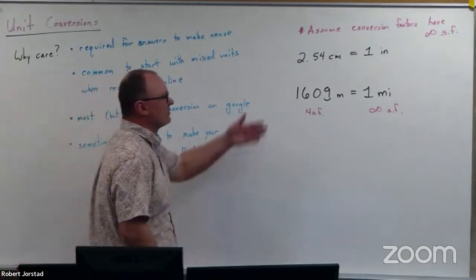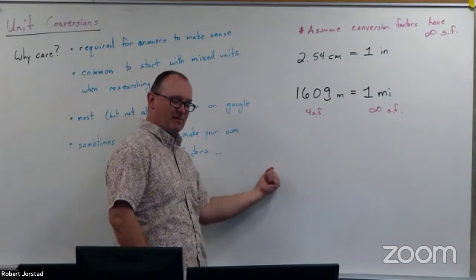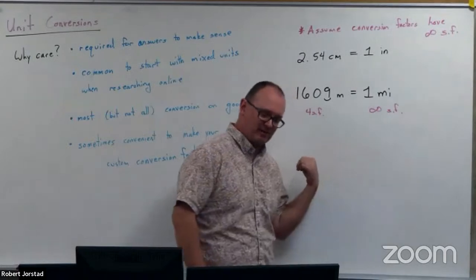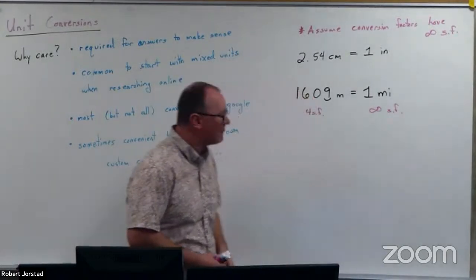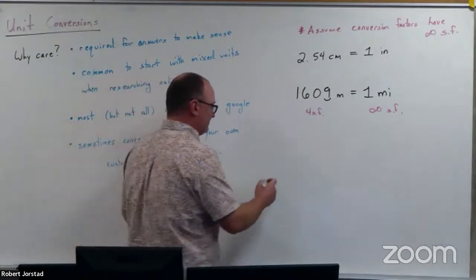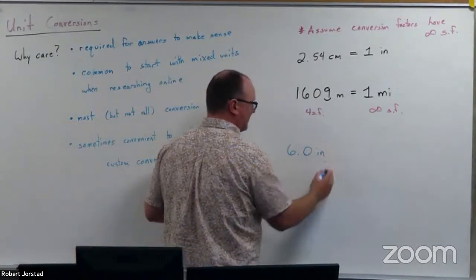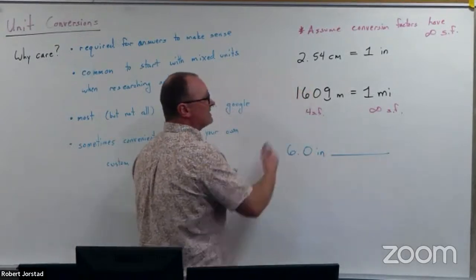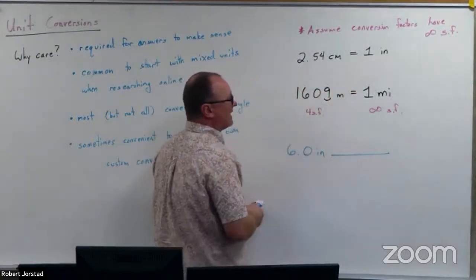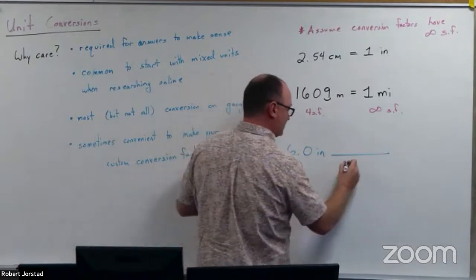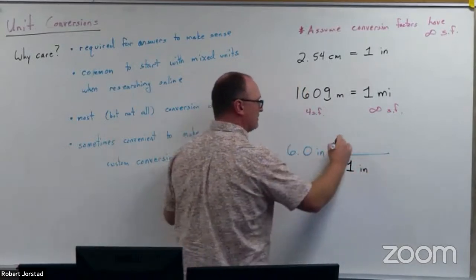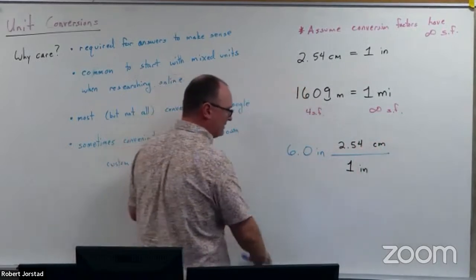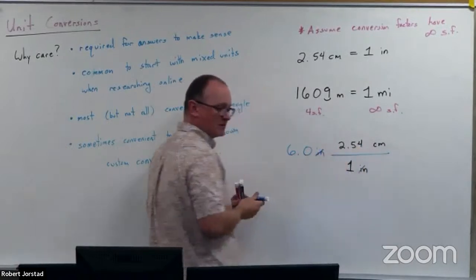So generally speaking, when we're doing unit conversions, the number of sig figs in your original number should equal the number of sig figs in your converted number. Let's do a quick example. Let's say I have 6.0 inches and I want to convert that to centimeters. Classic thing is to take this conversion factor and make a fraction out of it, right? So I'm going to put the 1 inch on the bottom and the 2.54 centimeters on top. I see that the inches would cancel and I would be left with centimeters.